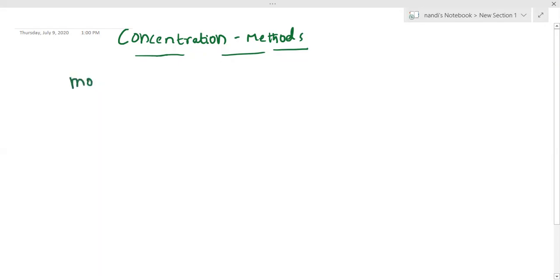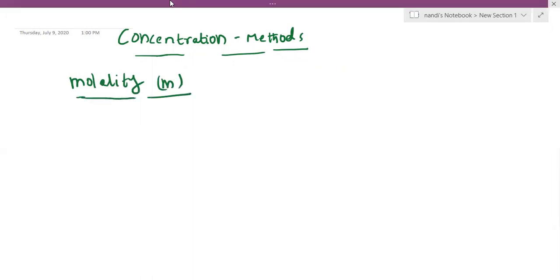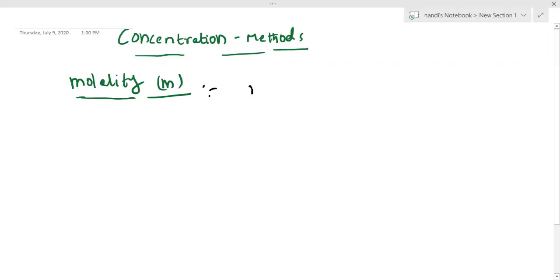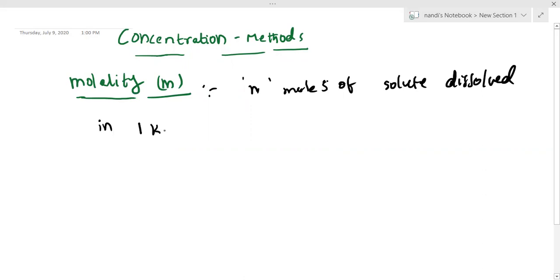So molality, the symbol is small m, we are using here. I'm writing a simple definition. Molality is the n moles of solute dissolved in 1 kg of solvent.